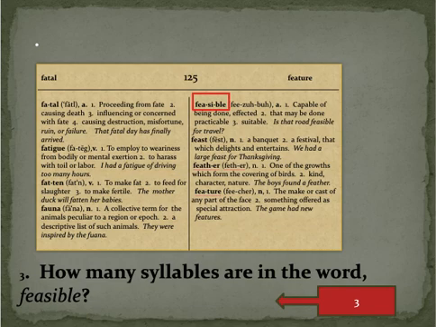This question is asking how many syllables are in the word feasible. So when you look up the word, F-E-A, and then there's a dot there, that's showing the first syllable, S-I, the middle or second syllable, and there's a dot after it, and then B-L-E. So feasible has 3 syllables.